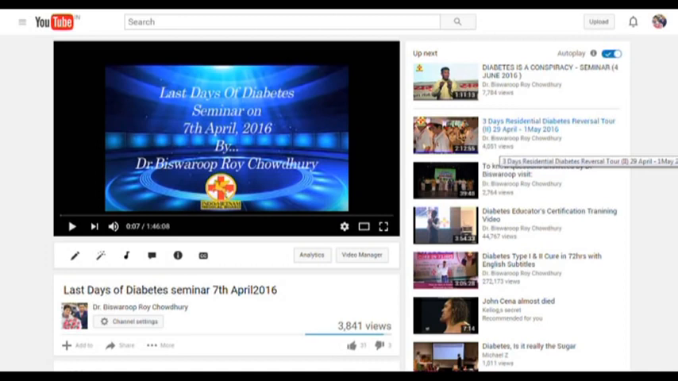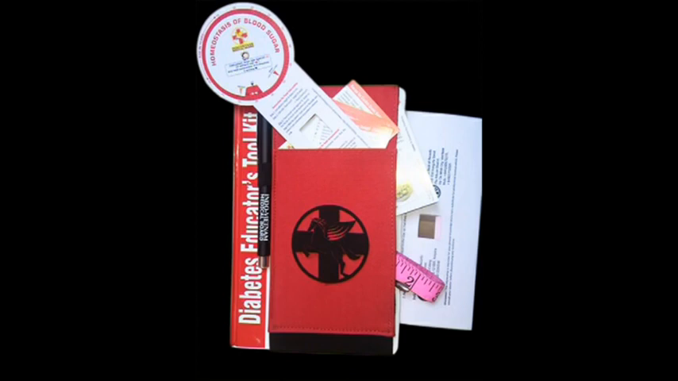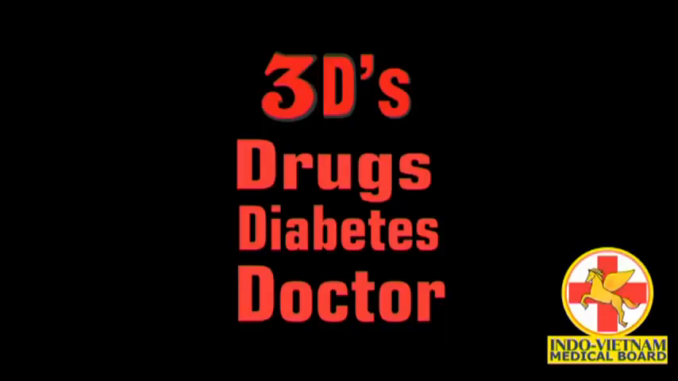And step 2, you have to buy the Diabetes Educator Toolkit from India Book of Record Office. If you already have the toolkit and have already gone through the Last Days of Diabetes book, or seen the video, then this is the right time to get training on how to deliver this service in a professional manner, so that the patients are getting cured, relieved, and able to free themselves of 3Ds: drugs, diabetes, and doctors as well.